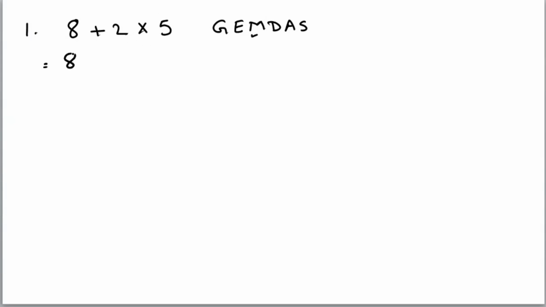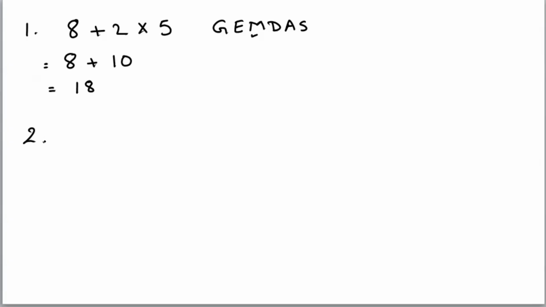8 will come like that, plus 2 times 5, which is 10. Then comes the addition. We add these two, so it will be 18. If we add first, then the answer would be wrong. So always follow GEMDAS, the order of operations.